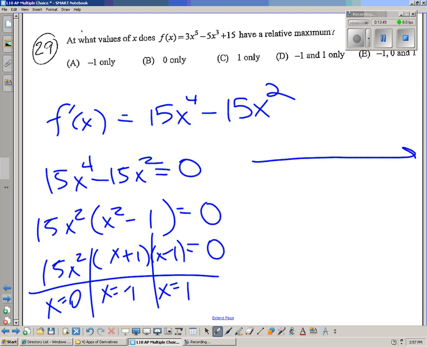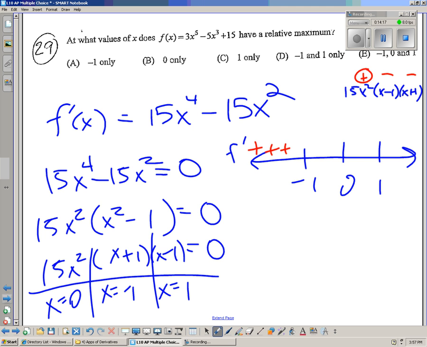So, number line time, f prime. I'll use its factored form because the factored form is equal to the original derivative. 15x squared, x minus 1, x plus 1, negative 1, 0, 1. Plugging a number to the left of negative 1, say negative 2. 15x squared will always be positive, except at 0. Negative 2 minus 1 is negative. Negative 2 plus 1 is negative. Positive times a negative is a positive.